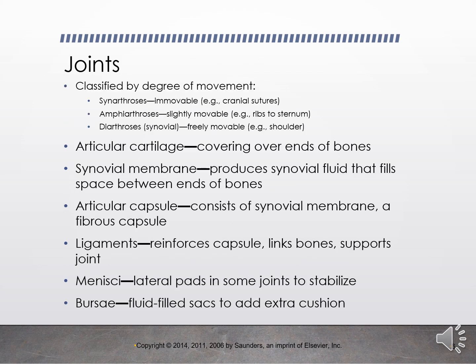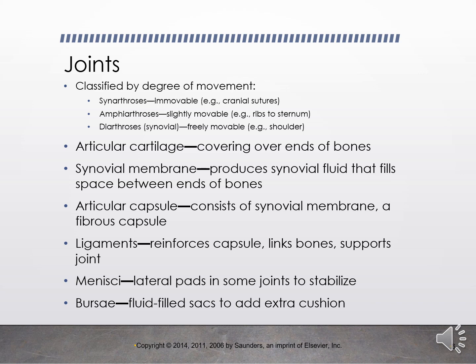Joints or articulations between the bones are classified by the degree of movement they allow. Synarthroses are immovable, like the sutures in the skull. Amphiarthroses are slightly movable. They're connected by cartilage, like the ribs to the sternum. Diarthroses, or synovial joints, are freely movable, like the shoulder or the hip. And then we have the articular cartilage. This is what covers the ends of the bones.